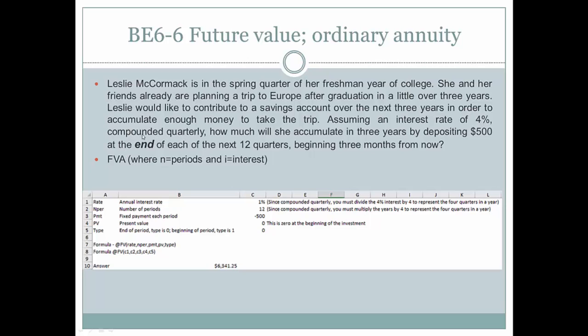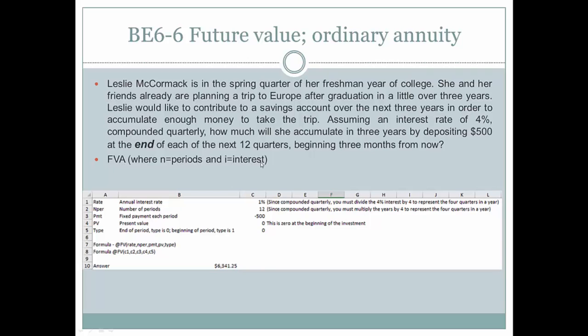Now this is going to be a different dynamic because all the other ones we've looked at were annual. How much will she accumulate in 3 years by depositing $500 at the end? So we're talking about an ordinary annuity of the next 12 quarters, right? So that's 3 years, 4 quarters for each year, beginning 3 months from now. So this is the future value of an annuity.